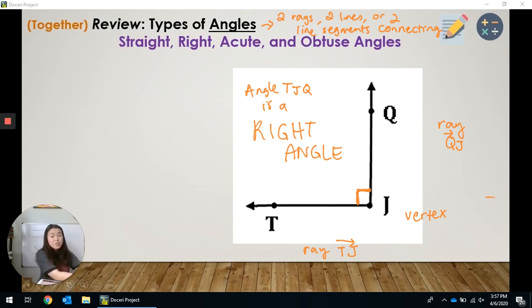Okay? So I want you to pause the video one more time, and I want you to go out. You don't have to run, but just walk around your house and see if you can find a right angle to use for this next section of our review lesson, okay? So ready? 3, 2, 1, pause.